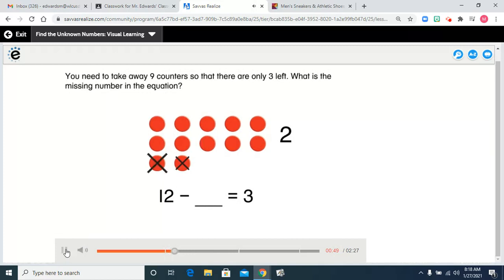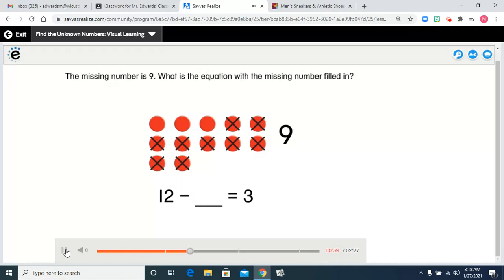You need to take away 9 counters so that there are only 3 left. What is the missing number in the equation? The missing number is 9. What is the equation with the missing number filled in? The equation with the missing number filled in is 12 minus 9 is equal to 3.